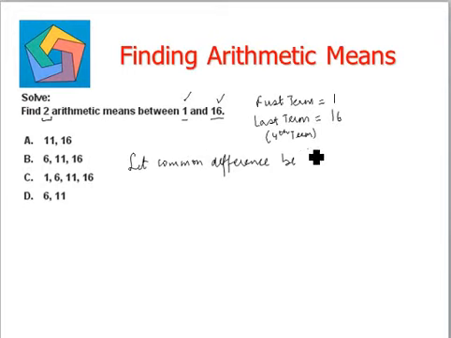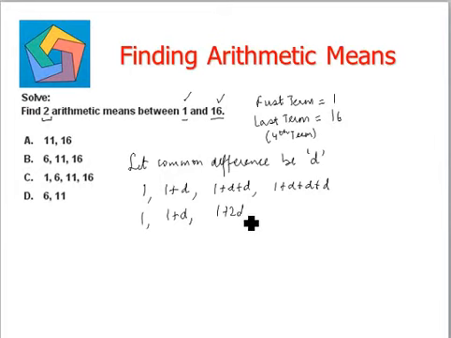Now how is the series formed? By adding D to the first term. The first term is 1, the next term is obtained by adding D to it. The third term is obtained by adding another D to the second term. The next term is 1 plus D plus D plus D. So we have a total of 4 terms. This can be written as 1, 1 plus D, 1 plus 2D, and 1 plus 3D. So this is our first term and this is our last term.